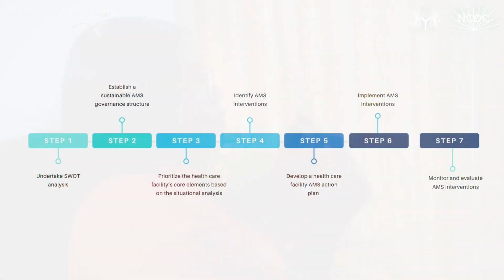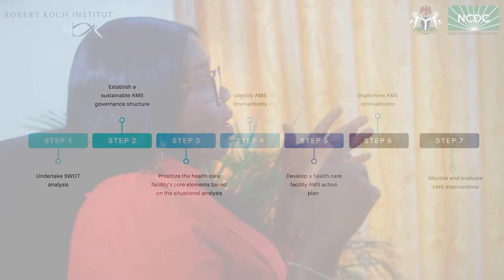Lastly, step 7, monitor and evaluate antimicrobial stewardship interventions. Collection of data is very important in assessing AMS interventions. Remember that anything that cannot be measured cannot be improved. So the AMS team will select the most relevant, achievable indicators in their locality. So indicators will vary from one facility to the other.